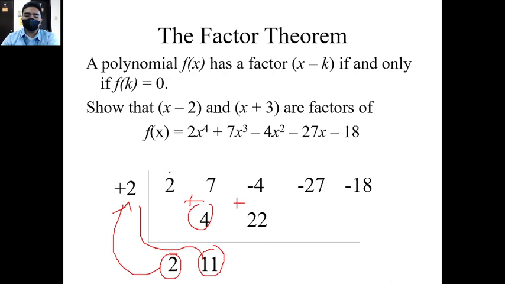Same as a while ago. You are going to add negative 4 and 22, then you will have 18. Same as before, we're going to multiply 18 by positive 2. The answer will be 36.